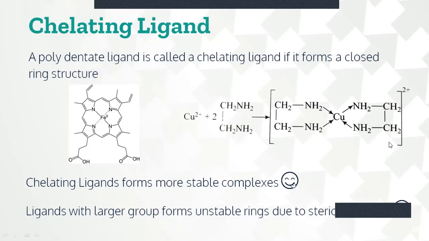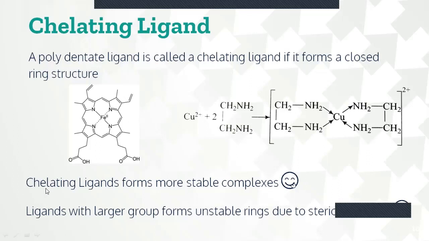Similarly, the other ligand present here is also ethylene diamine. As you can see, when ethylene diamine is donating its electron pair to the central metal atom copper, it is forming a closed ring structure. You can look at this. It has formed a closed ring structure. So whenever a ligand donates its electron pair to the central metal atom and forms a closed ring structure, it is called a chelating ligand.